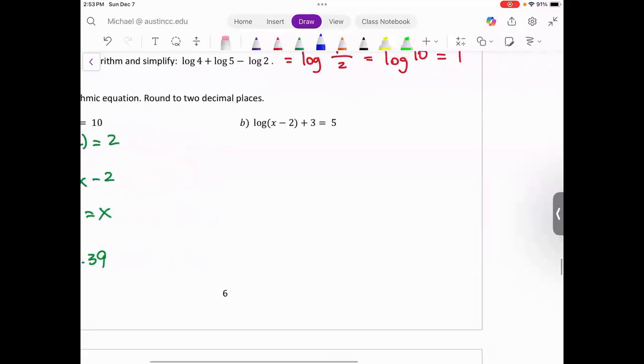Okay. Now we have log of x minus 2 plus 3 equals 5. So let's start by subtracting 3 from either side. We have log of x minus 2 equals 2.